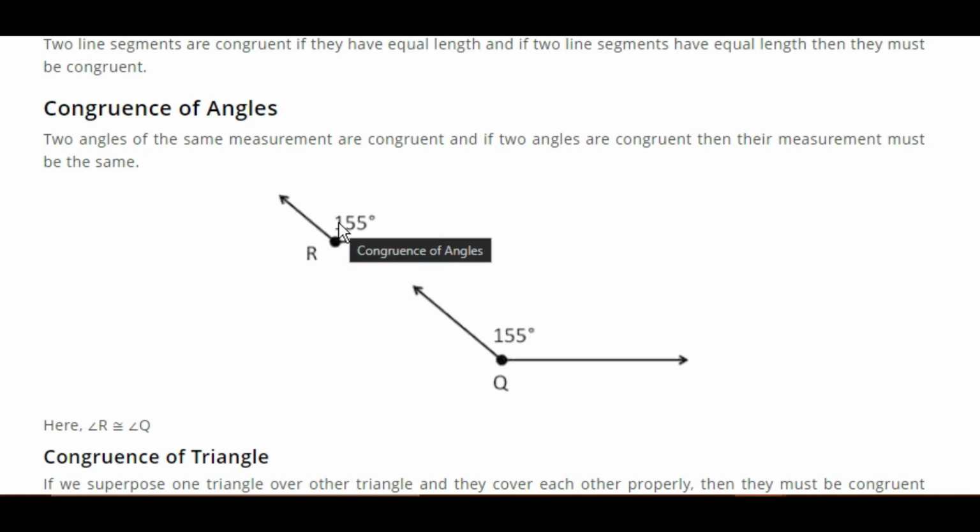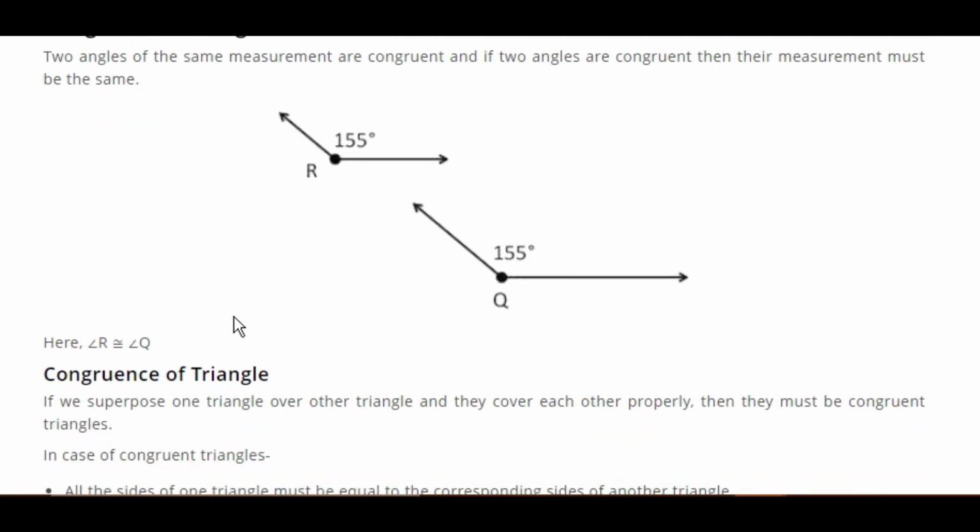Here in this figure, we can see that both the angles have 155-degree measure. That's why in this condition, these two angles, angle R and angle Q, are congruent. How can we write this? We can write: angle R is congruent to angle Q.